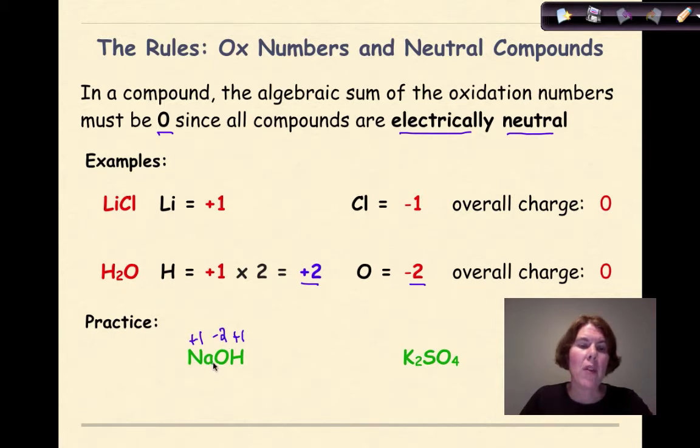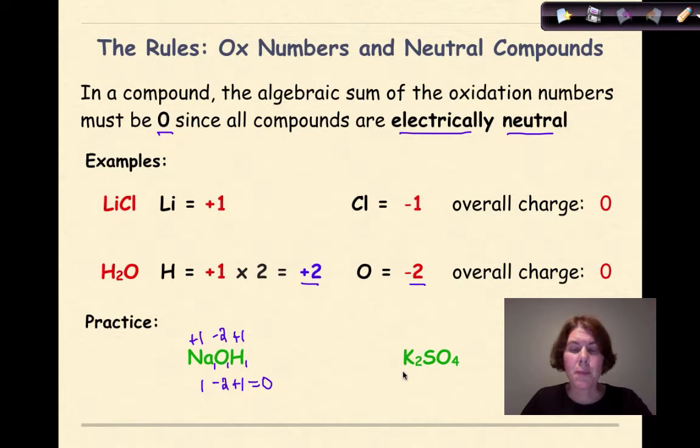Now, there are assumed subscripts of 1 for all of these here, but we do not write them into our formulas. But we could look at this and say, well, 1 times 1 is +1, -2 times 1 is -2, and 1 times 1 is +1. Therefore, when we look at this, the overall charge is going to be 0.